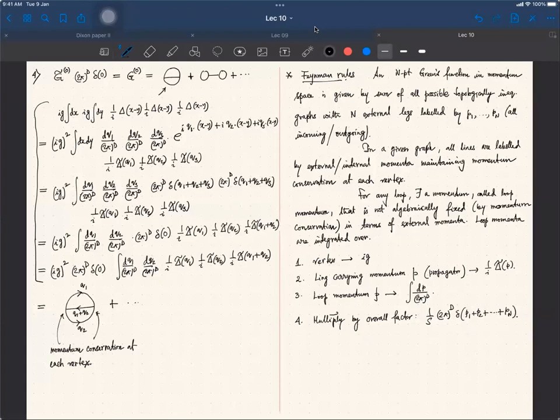So that's what we are going to do for a few exercises of drawing the diagram, and then following these Feynman rules, writing down the corresponding mathematical expression.